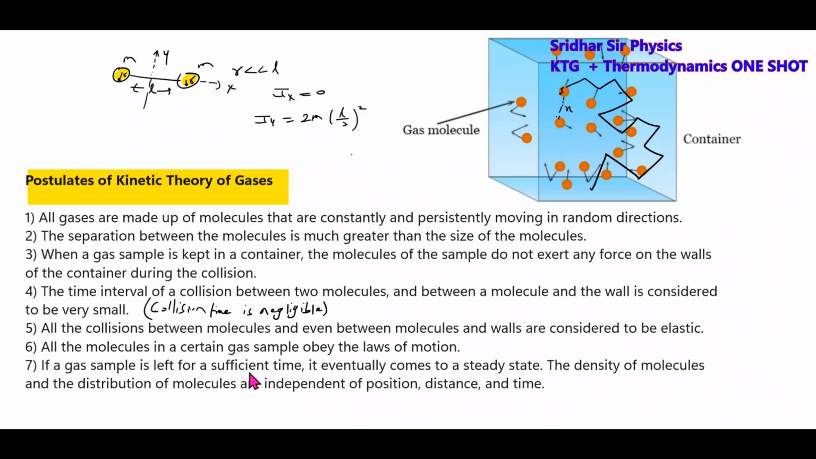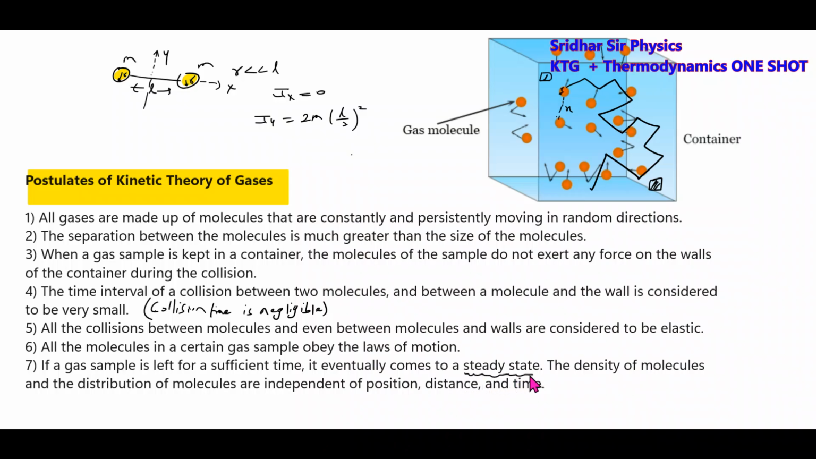If a gas sample is left for sufficient time, it eventually comes to a steady state. The density of molecules and distribution of molecules are independent of position and time. What is the behavior of gas in this region? The gas will behave the same way here. Either you measure pressure here or here, it will be the same. You measure the temperature here or here, it will be the same. You measure the kinetic energy here or here, it will be the same. Like when I say the pressure of the gas, we should not ask, sir, which part? Everywhere the pressure of the gas will be the same. That's the meaning of steady state.